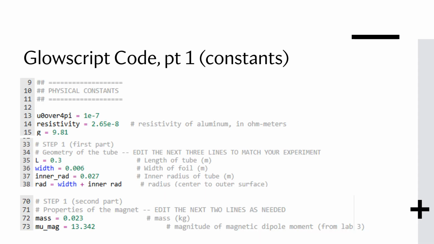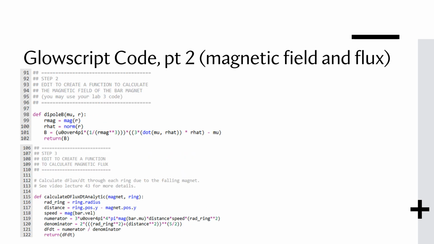In part 1 of our Glow script code, you can see our constants, where we define our length, width, inner radius, mass, and magnetic moment. For part 2 of our code, we define functions to find the magnetic field and the magnetic flux.